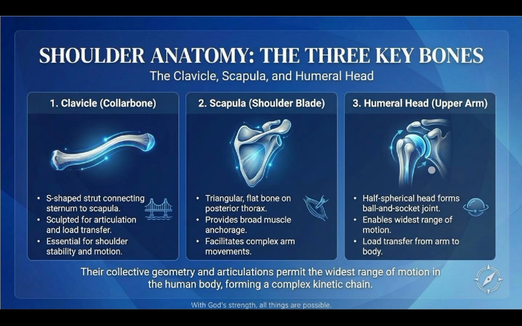The bone of the arm is called the humerus. So it transfers weight from the arm to the upper limbs. Their collective geometry and articulation permit the widest range of motion in the human body, forming a complex kinetic chain.